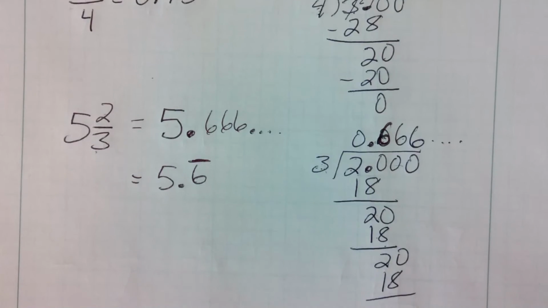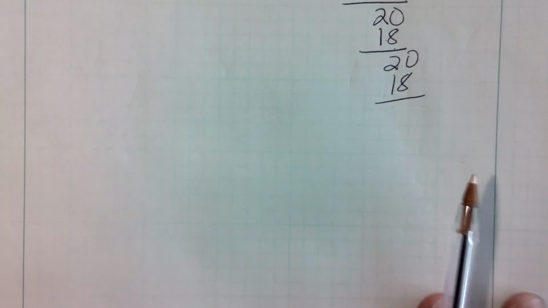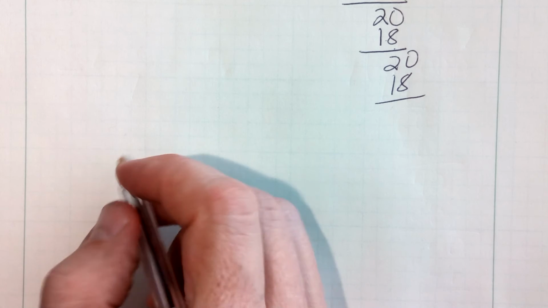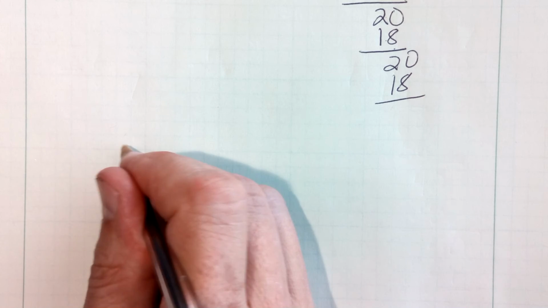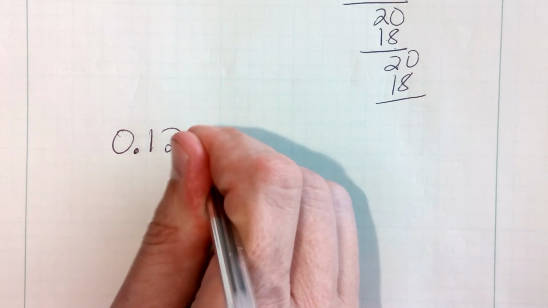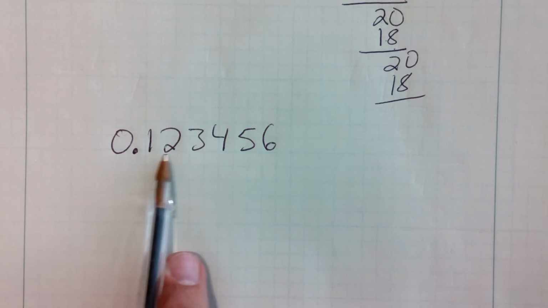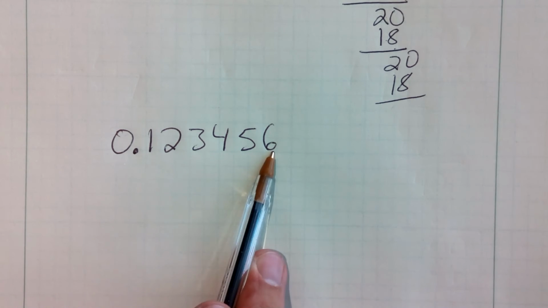Now let's talk about converting decimals to fractions. Before we convert decimals to fractions, I want to make sure we understand place value. So, and what I mean by that is 1, 2, 3, 4, 5, 6. What are the place values of these parts of the decimal?